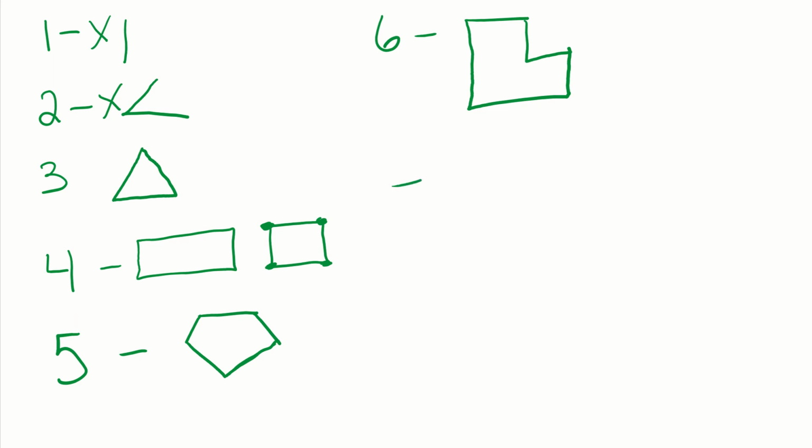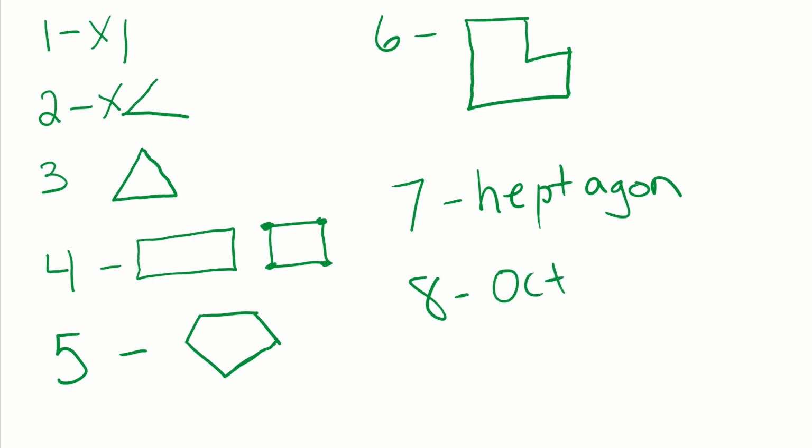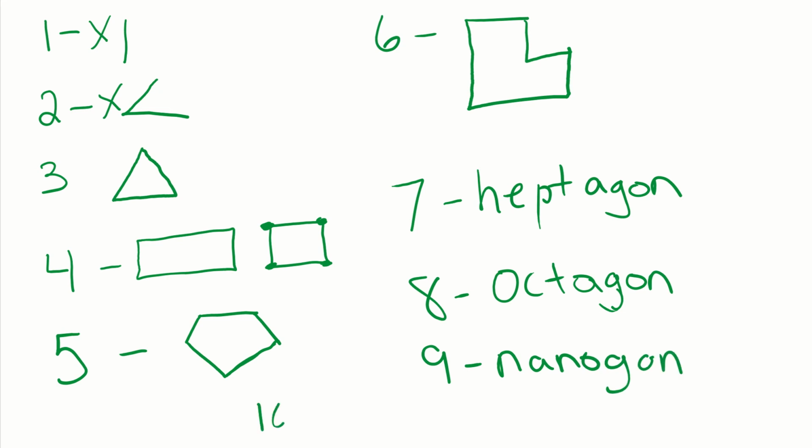And seven, and I won't draw them here, is a heptagon. Eight, we've all seen with stop signs, octagon. Nine, nonagon. And ten, a decagon. And so polygons, depending on the sides, will point us in the direction of what we call them.